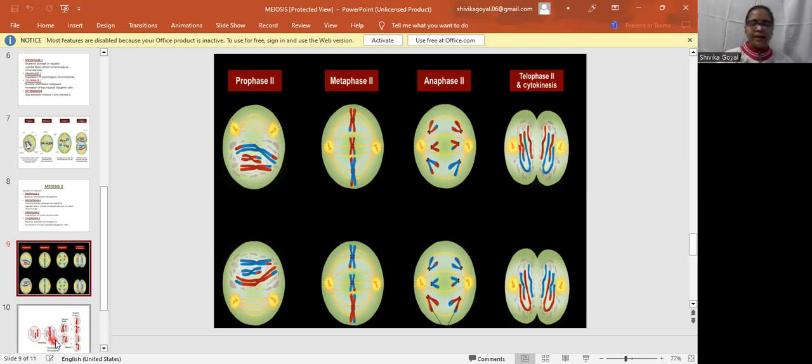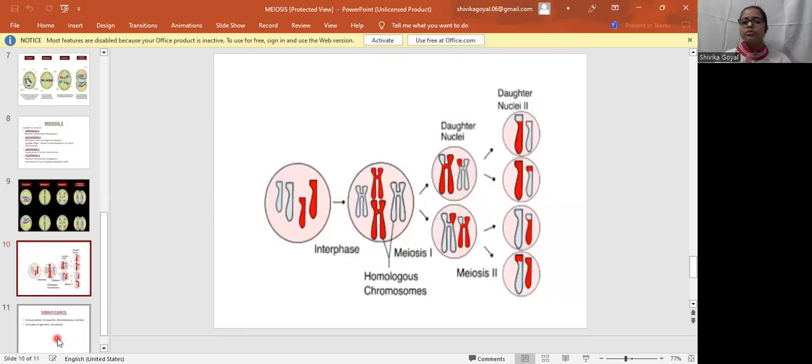So if I compile both the processes, meiosis 1 and meiosis 2, we get this diagram. Initially we have 2 types of chromosomes, each having 2 copies, 1 copy from the mother and 1 from the father. For example, this is type 1 chromosome copy from mother and type 1 chromosome copy from father. Similarly, type 2 chromosome copy from mother and type 2 chromosome copy from father.